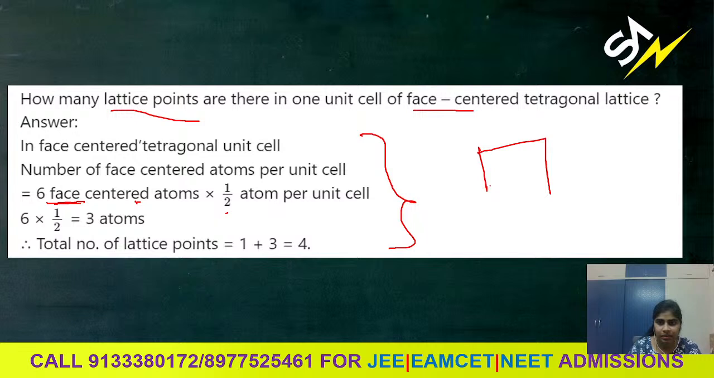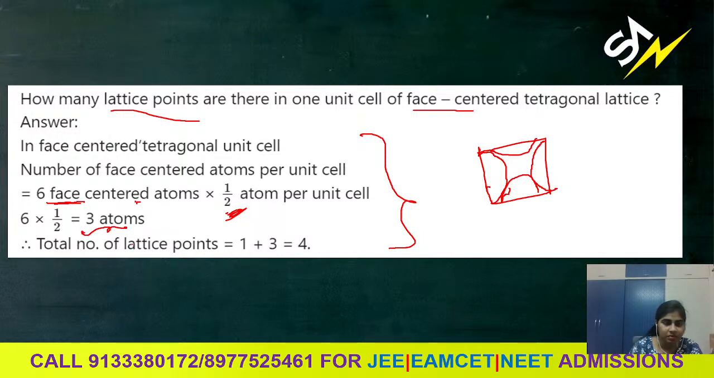For example, if you assume this is one face of the unit cell, in this way it has half parts of the unit cell. So that's why we are taking half here. Completely we will get 3 atoms. All the 6 faces are shared by 3 atoms. So 6 into half, that is 3.